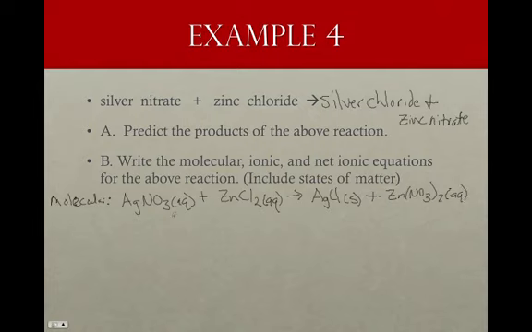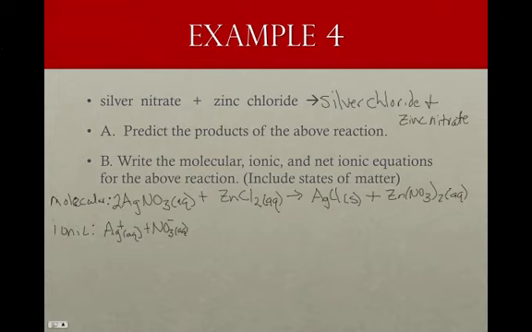Now that we've got our molecular, we're going to write out our ionic. And again, you can pause the video here and see if you can do this on your own. Okay, welcome back. This is what you should be getting for your ionic. You should get Ag+ aqueous plus NO3- aqueous. And I'm realizing now that I did not balance this equation, so we need to balance it.